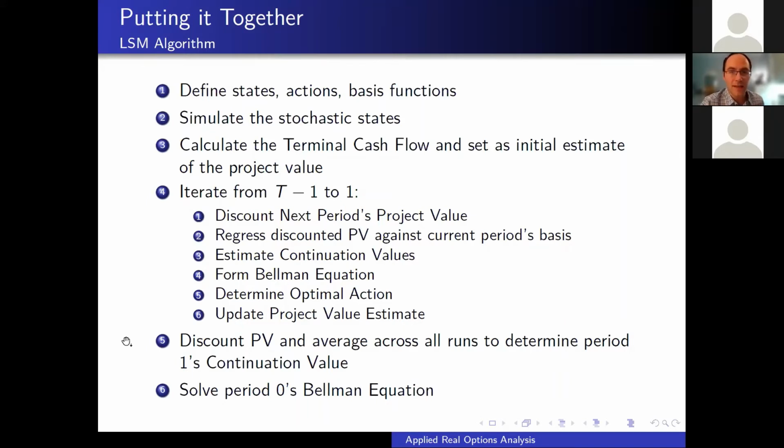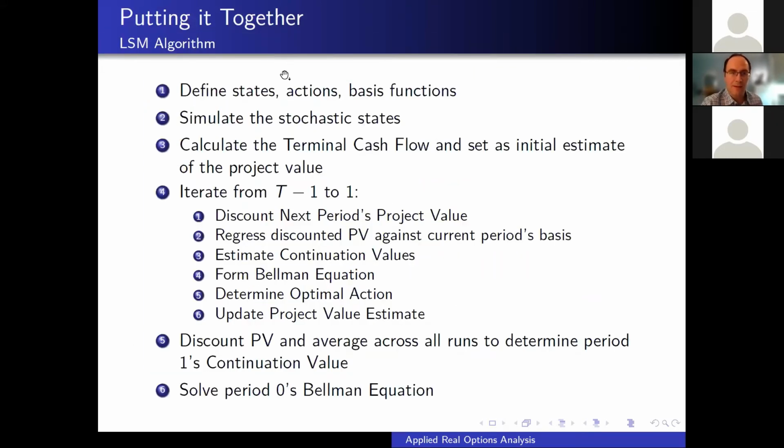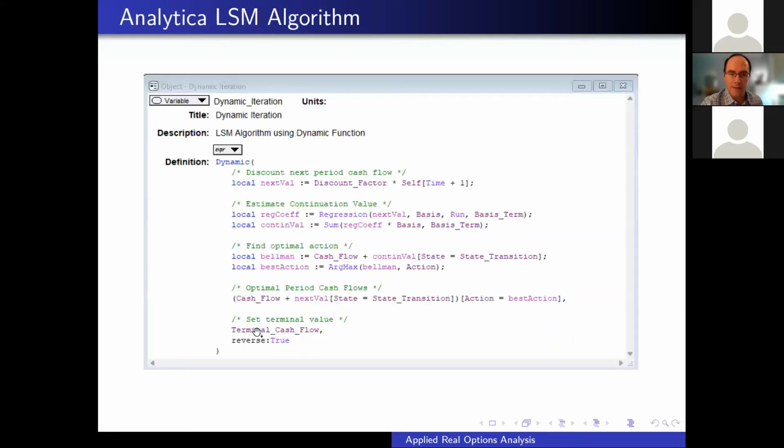So let's look at this in Analytica using the dynamic function. To me, it's awesome how similar it is to the statement of the algorithm. This portion is section 4 and the 6 steps, and it's very similar. So we start in the terminal state, then we discount back to find what I'll call the next value. And then we estimate the continuation value through first finding the regression coefficients using ordinary least squares regression.